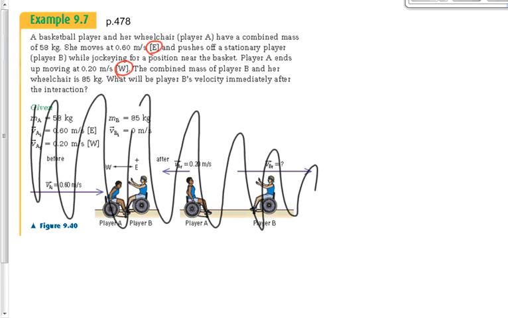Combined mass of player B is 85 kilograms. What's player B's velocity? All right. Let's call this M1. We could call it MA if we want, but I don't like that. I don't like MA, MAI, MAF. I'm not an English person. Letters confuse me.